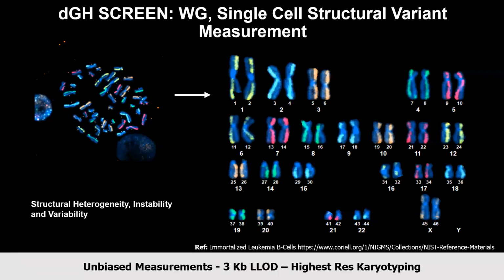So DGH Screen has now been taken to a whole genome level. We use 5 colors, and along with the centromere position and the chromosome size, we're able to assign each chromosome and create a karyogram view of the cell such as this. In this way, we can use DGH Screen as a whole genome approach to discovery or detection of structural variants localized to the chromosome arm level.